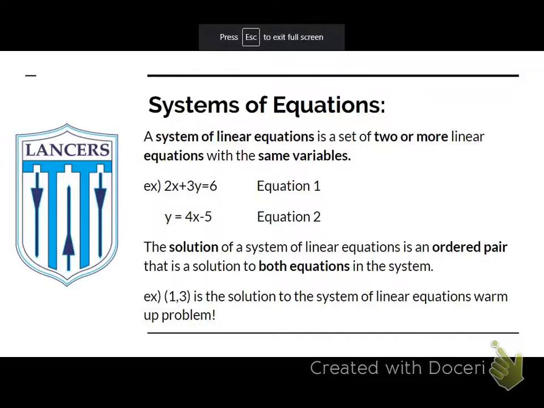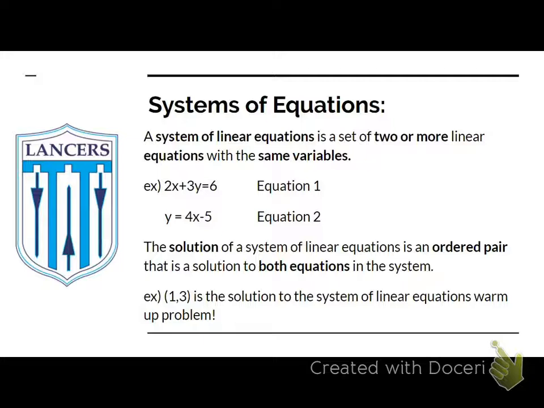Then let's move on. We are talking about systems of equations. We are going to learn 3 different ways to solve systems. I'll tell you that right now. So we're talking about systems a lot this week and next week, maybe even the week after that. A system of linear equations is a set of 2 or more linear equations with the same variables. So for example, 2x plus 3y equals 6 is our first equation. Y equals 4x minus 5 is our second one.